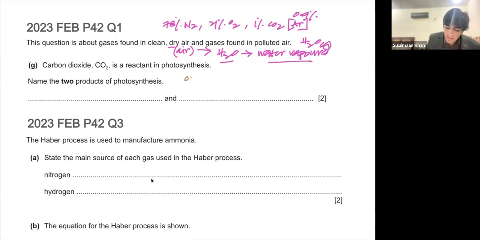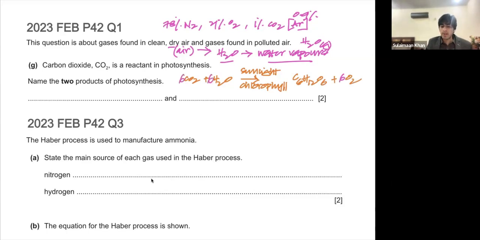Name the two products of photosynthesis. चलो भाई, फोटोसिंथेसिस क्या होता है? Carbon dioxide reacts with water, in the presence of sunlight and chlorophyll. You've studied this since elementary school. Chlorophyll वो green green चीज होती है. It gives you glucose C6H12O6 and it gives you oxygen. It's a devil's number, 6 and 6.